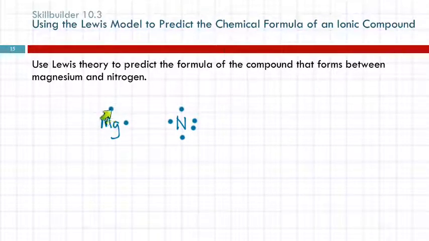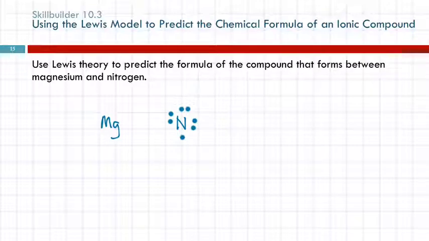Magnesium wants to get rid of these 2. The only other way magnesium could become happy with 8 valence electrons, it would have to gain 6. Gain 6, lose 2. Losing 2 is easier. And for nitrogen, it would either have to lose 5 or gain 3. Gaining 3 is easier, it's closer. So nitrogen is begging magnesium for those valence electrons. And magnesium is very happy to get rid of them. So we take this one, and we give it to nitrogen. And I'm going to take this one and give it to nitrogen.